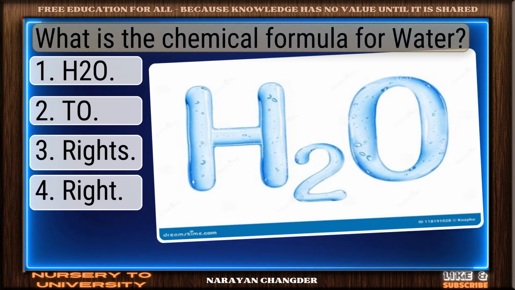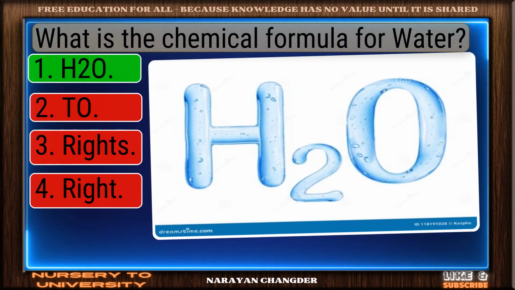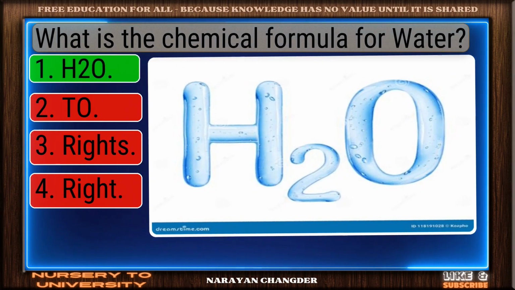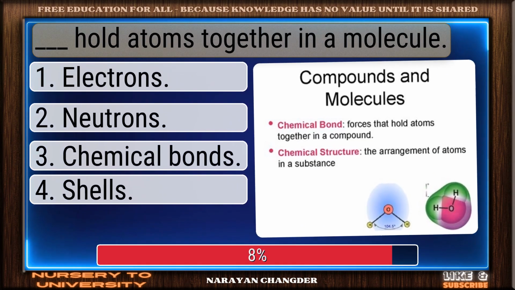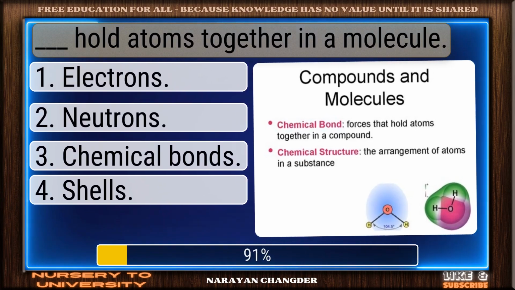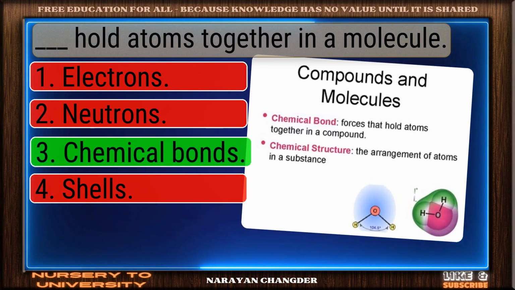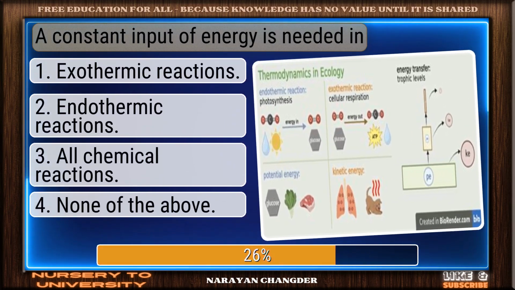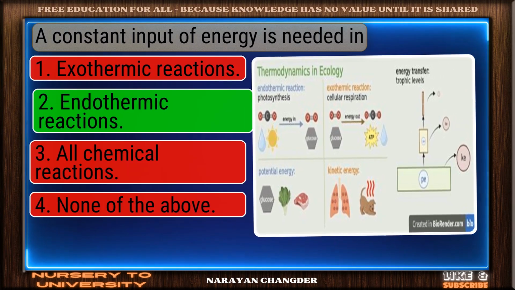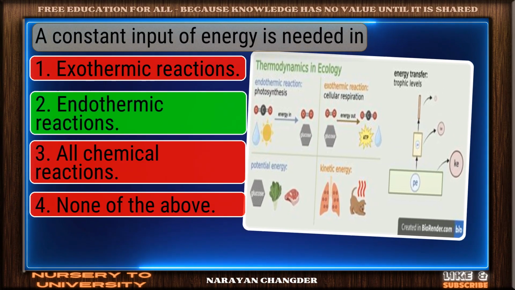What is the chemical formula for water? You got it. Your choice H2O is right. Dash hold atoms together in a molecule. Well done. Chemical bonds is the right choice. A constant input of energy is needed in. Excellent choice. Endothermic reactions is the right answer.